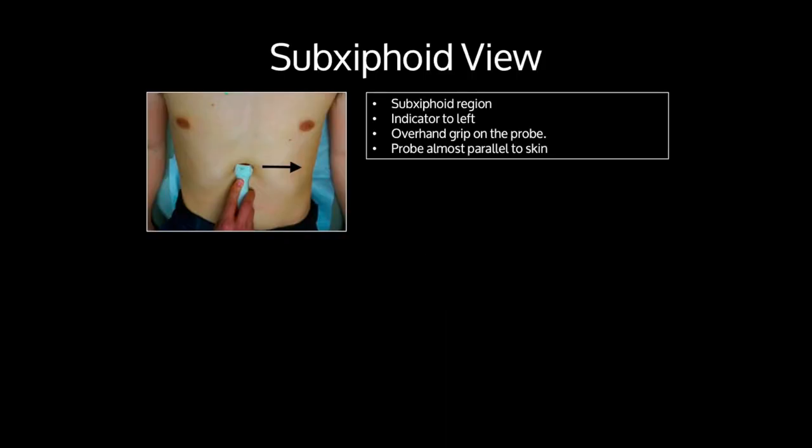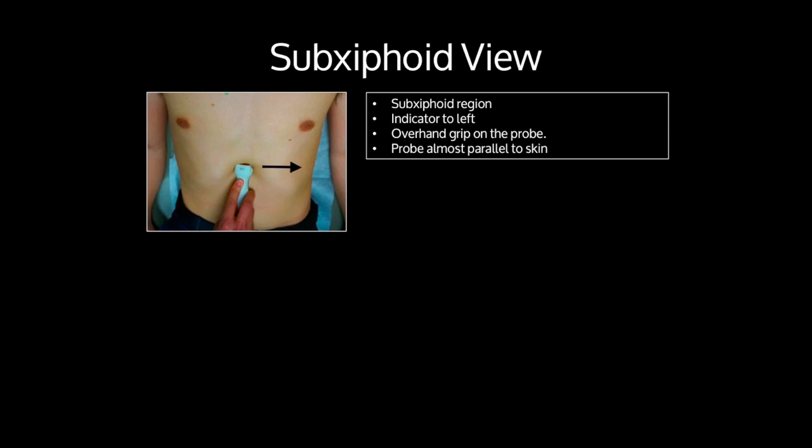The fourth and final window of transthoracic echocardiography is the subxiphoid view. With the patient's knees bent, place the probe in the subxiphoid region. Make sure the indicator on the probe still points to the patient's left side. Assume an overhand grip on the probe. This will help you get more level and parallel with the skin, and will allow you to visualize the heart.